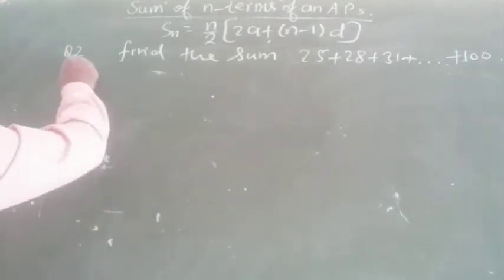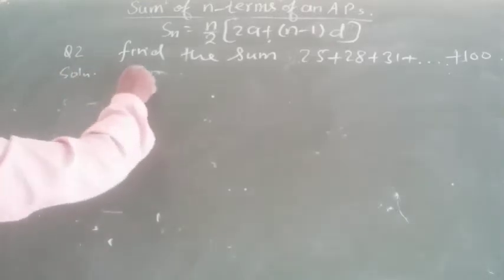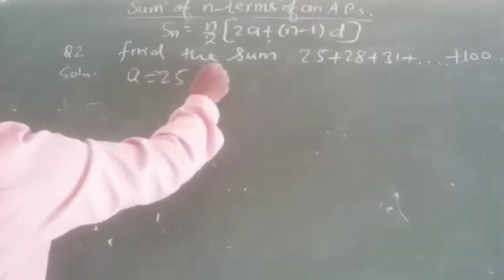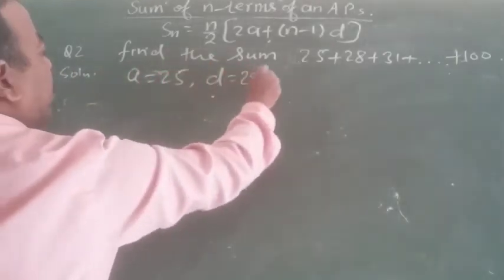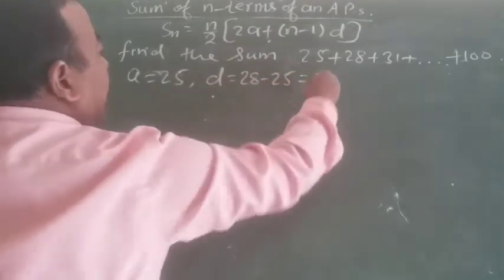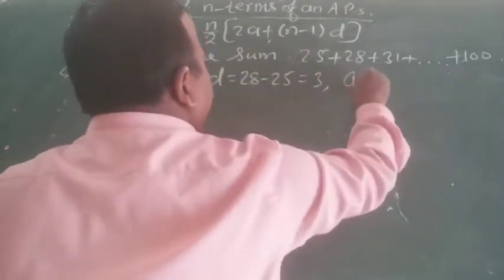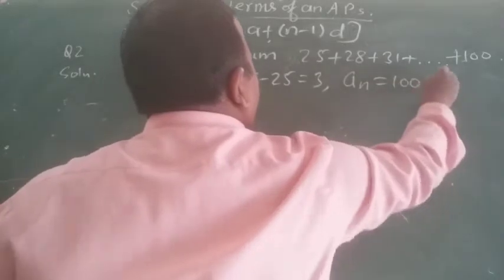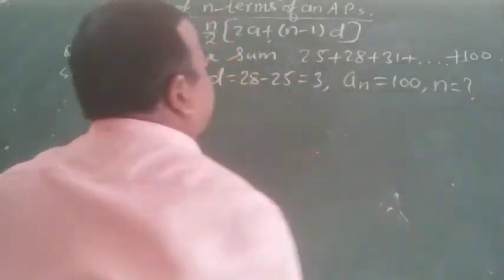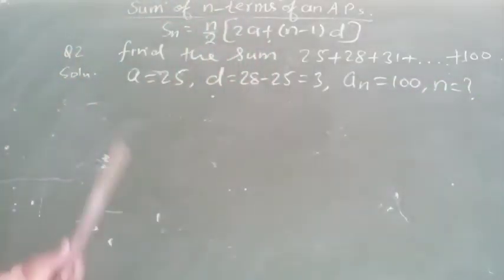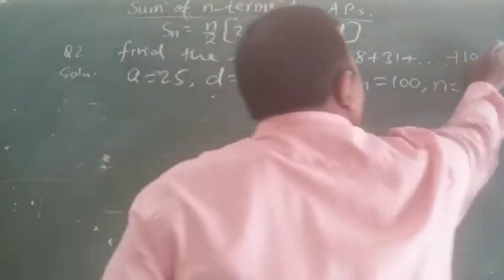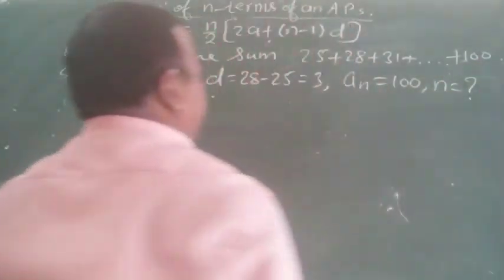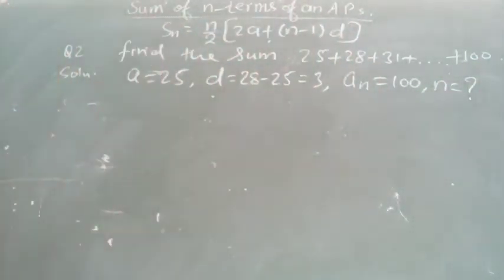Now the solution. a equals 25, d equals 28 minus 25, that is 3, and the last term is 100. First find the number of terms. What is the number of terms? You have to find how many terms there are. Then go through this formula.